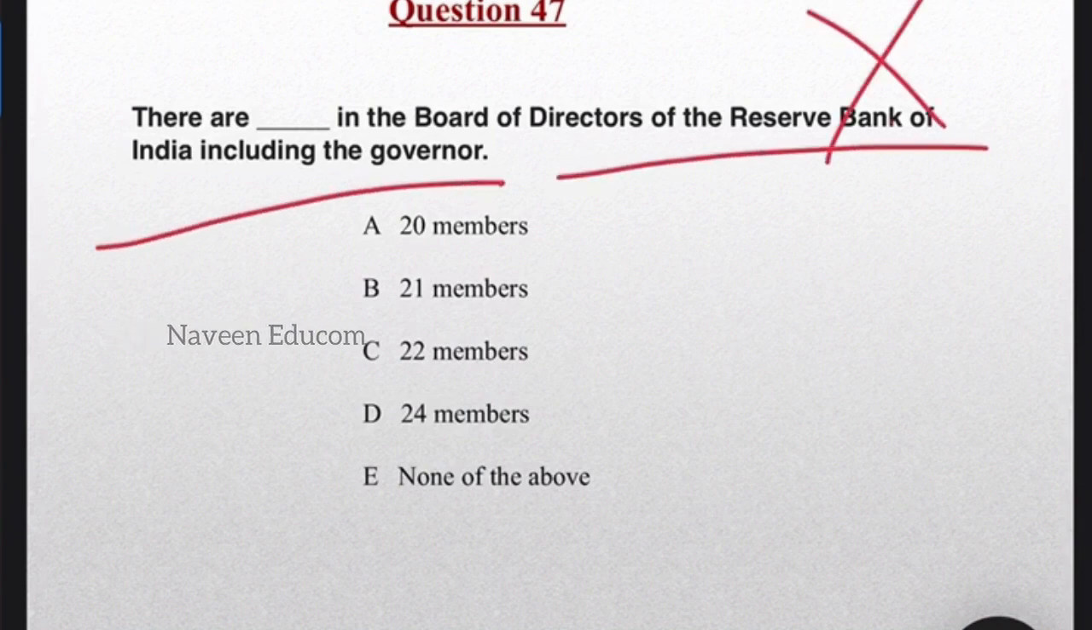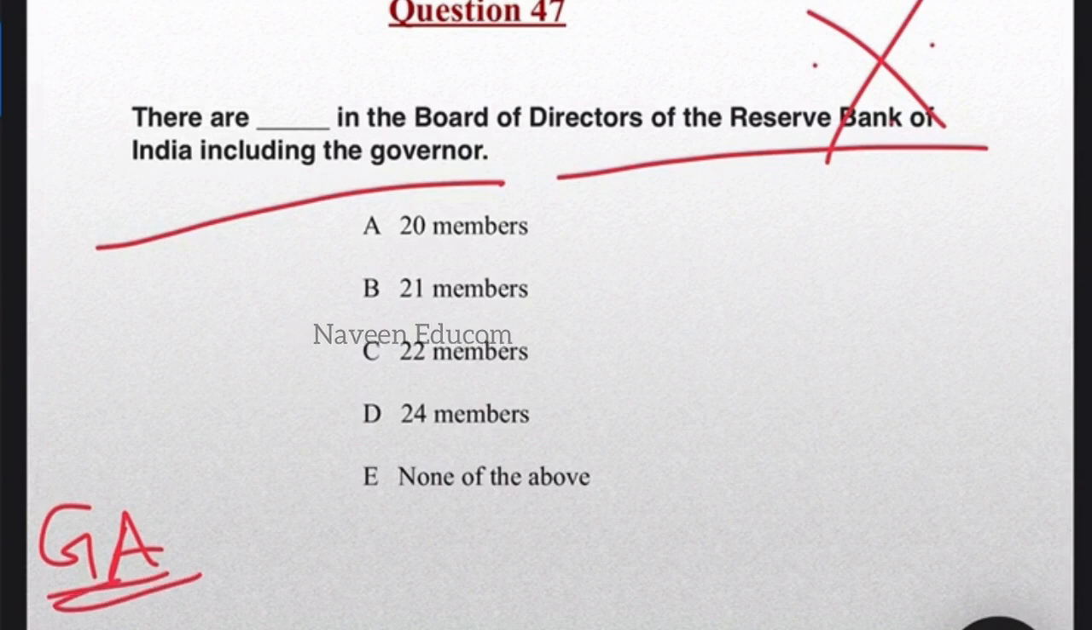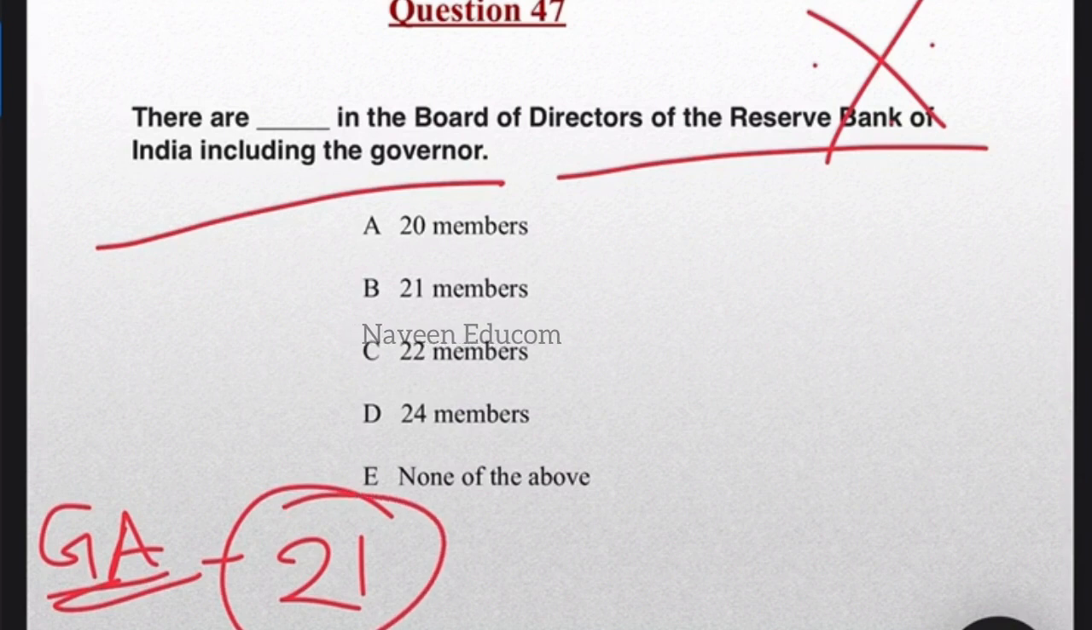So coming to the next question, a very important question. There are dash members in the board of directors of the Reserve Bank of India, including the governor. I have seen this question repeatedly in several examinations. So students, the general administration of the RBI is entrusted with a 21 member board of directors, which is our answer.